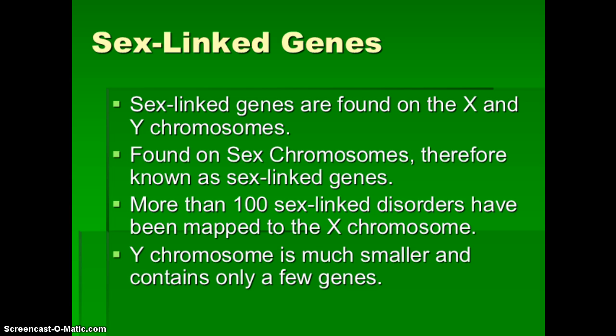So we talked a little bit about 2 chromosomes. Now let's look at chromosome pair 23. These are the sex chromosomes. Sex-linked genes are found on the X and Y chromosomes. They're found on the sex chromosomes and therefore are known as sex-linked genes. There are more than 100 sex-linked disorders that have been mapped to the X chromosome. In comparison, the Y chromosome is much smaller and only contains a few genes, so a lot of the sex-linked disorders are going to be related to the X chromosome instead of the Y.